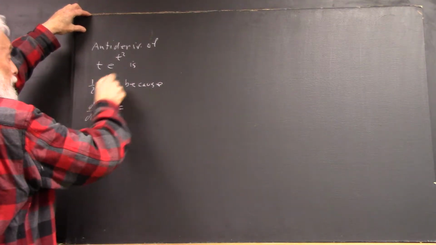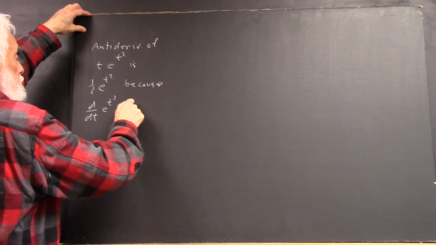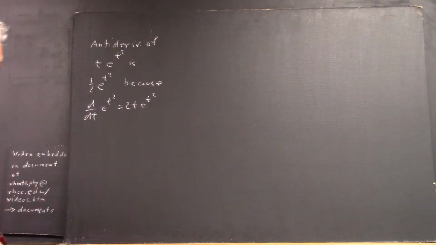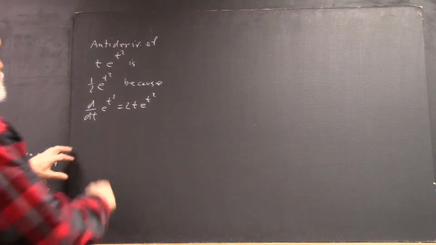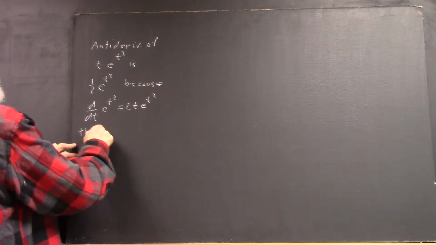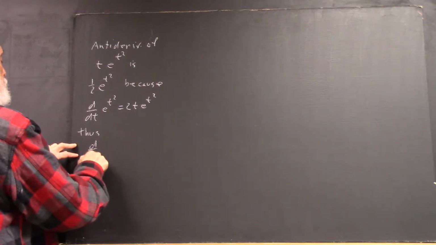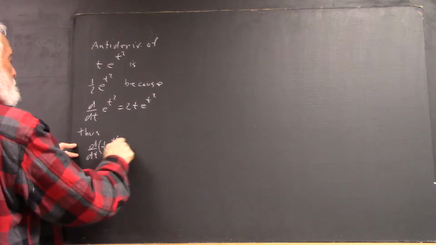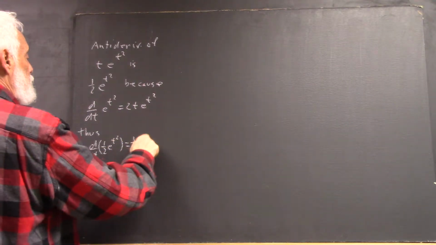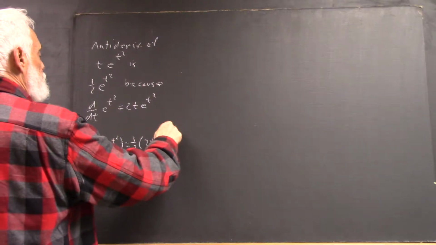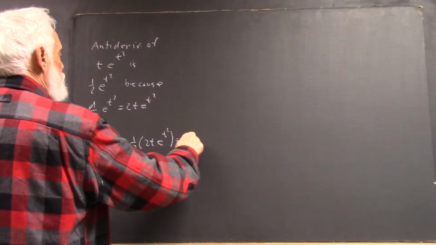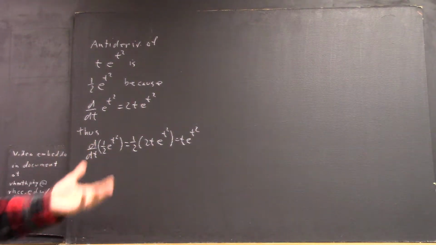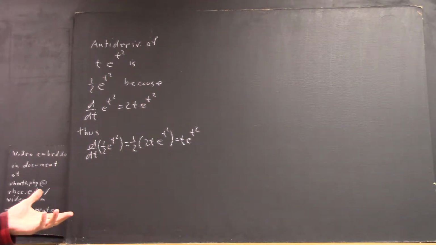well, it's 1/2 actually, 2t e to the t squared, right? Thus, the derivative of 1/2 e to the t squared is 1/2 of 2t e to the t squared, which is t e to the t squared. Completely understand that? Okay?